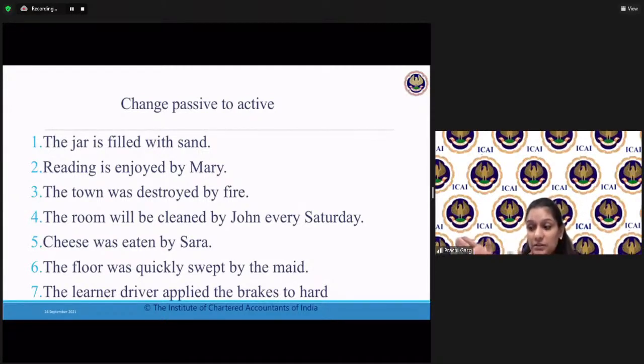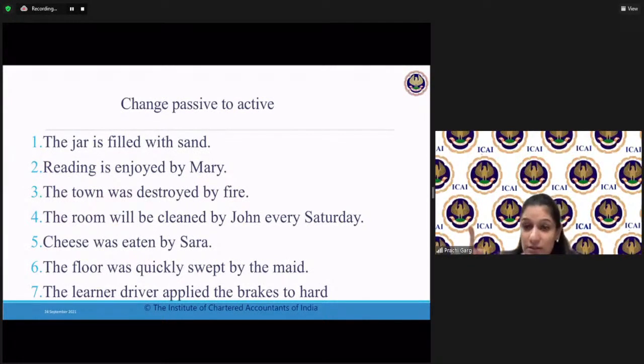The sand fills the jar. Reading is enjoyed by Mary. Mary enjoys reading. The town was destroyed by fire. Fire destroyed the town. The room will be cleaned by John every Saturday. John will clean the room. Okay. Now, here you can remove every Saturday if you want, right? When you're changing to passive voice.